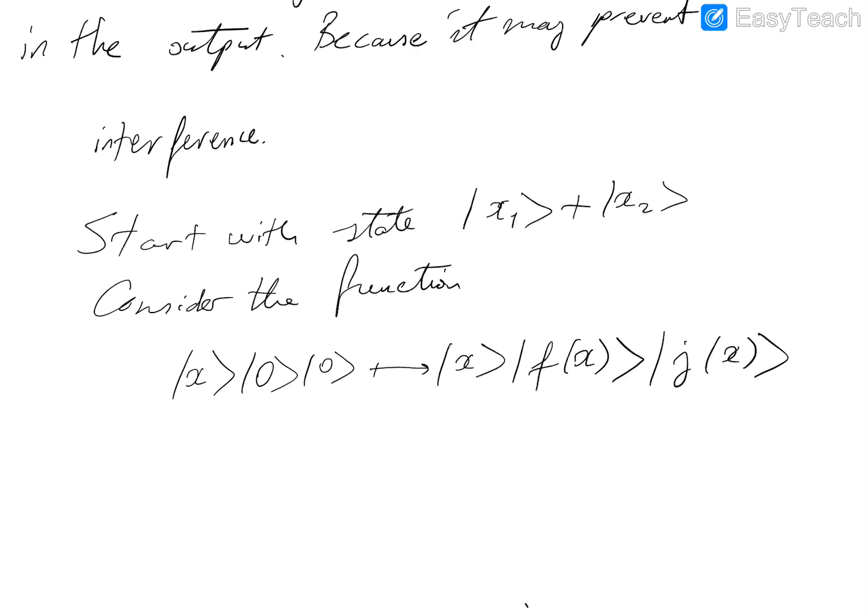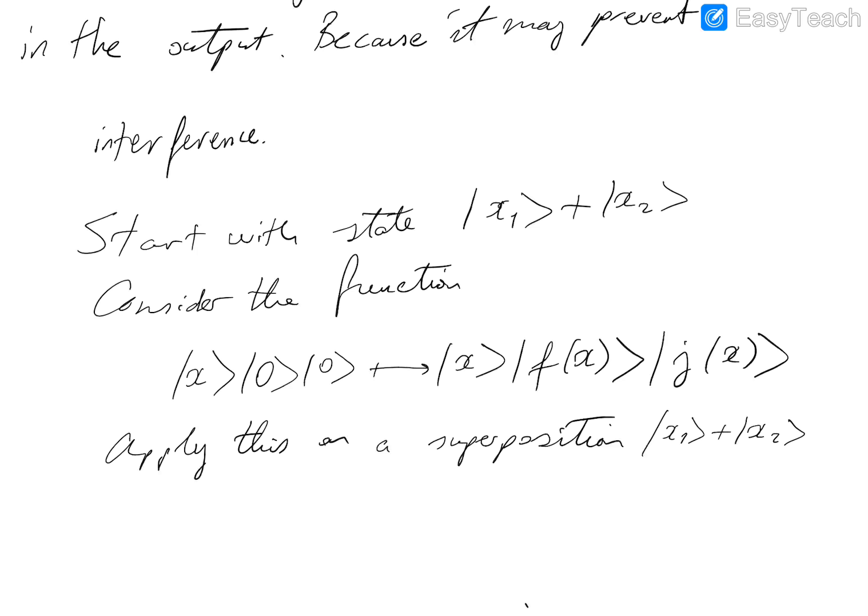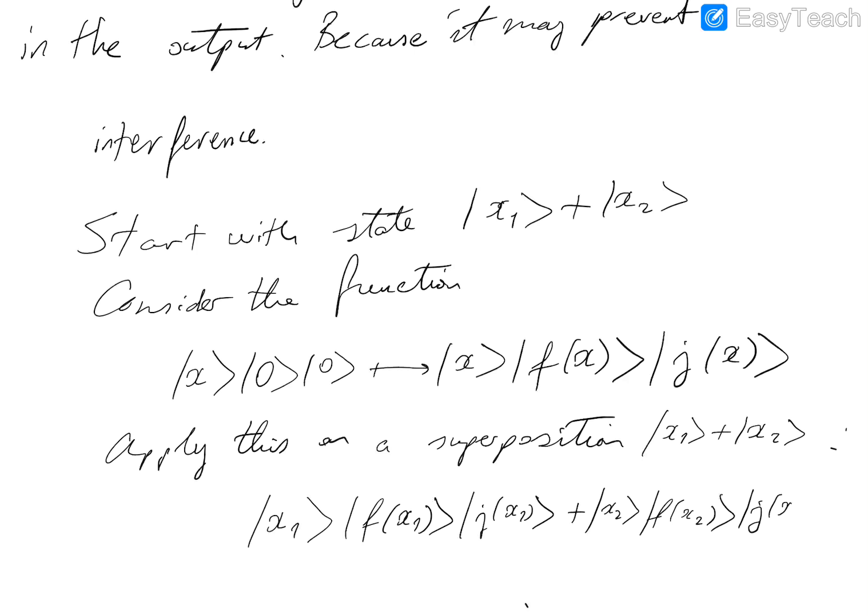Now if we apply this function on a superposition x1 plus x2, the output will be, by linearity, x1, f of x1, junk bits associated with x1, plus x2, f of x2, and junk bits associated to x2.